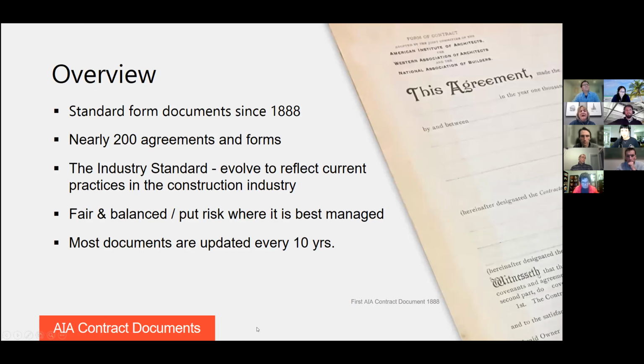Sorry about that. If there's not really a clear indication of where the risk is best managed, then it's typically put back with the owner, because they're the ones that have the most to benefit from these projects, because they're hiring all of the rest of us. And then most of the documents in the program are updated on a 10-year cycle. There's some documents that are more frequent than that, but for the most part, it is a 10-year cycle.